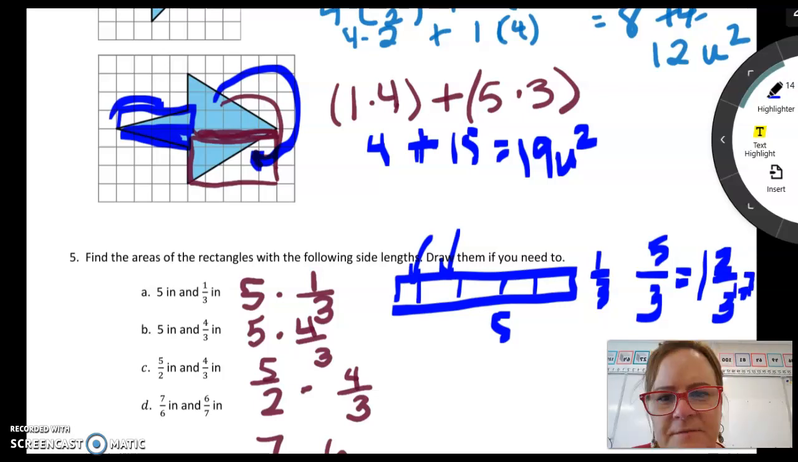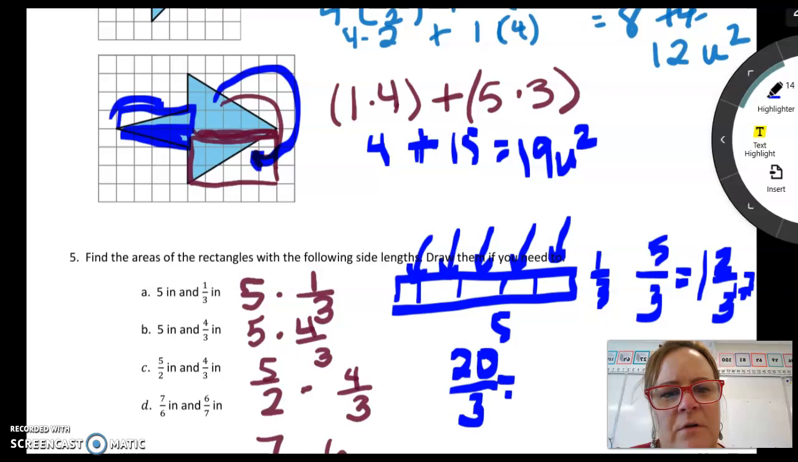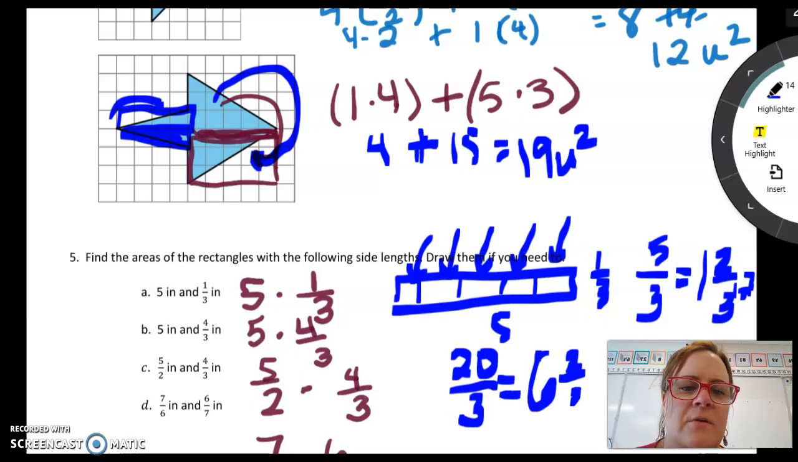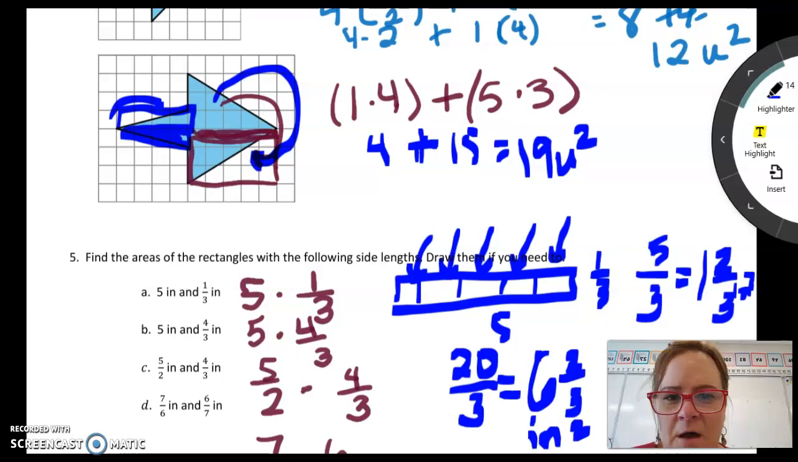The next one is 5 times 4/3. So in this case, each of these is not a third. Each of these is 4/3. So we've got a 4/3, 4/3, 4/3, 4/3, 4/3, which is a total of 20/3. And 20/3 could also be thought of as 6 2/3. And again, these are square inches. You might be noticing that what I'm doing is I'm multiplying the numerator straight across and the denominator straight across.